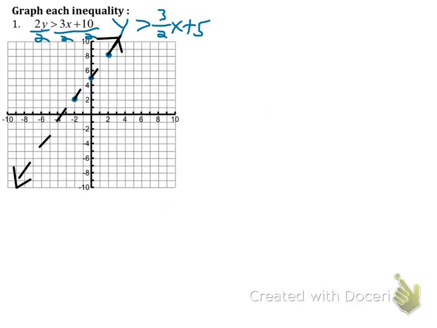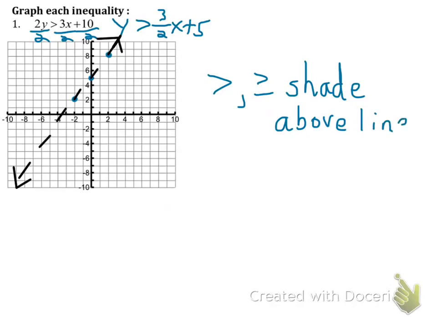Once we get our dashed line, the next step is we have to shade. So when we shade, we take a point on the line. Since the inequality sign is greater than, like it says there, we are going to shade above. So anywhere above this line, anywhere up here from that point, if we go up, we will be above the line. So anywhere there will get shaded.